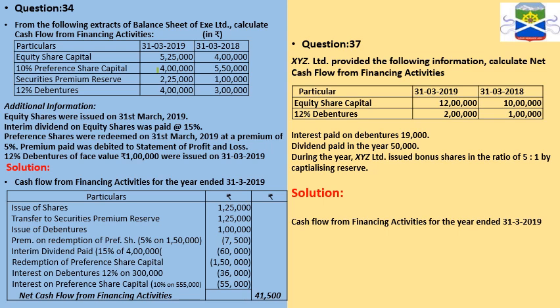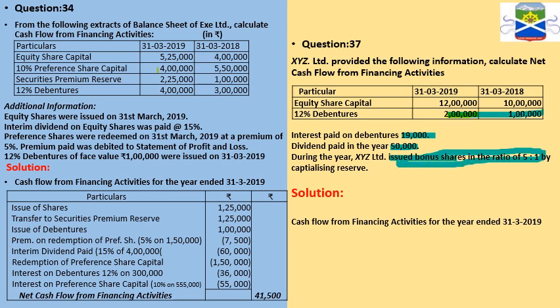12 lakhs is issued, 12% debenture is also issued, 2,50,000 and 2 lakh and 1,50,000. So 1 lakh is over here, 1 lakh is debenture issued. Now interest on debenture paid 19,000, dividend paid 15,000. So over here you need not calculate it. Now issue of bonus share 5:1.